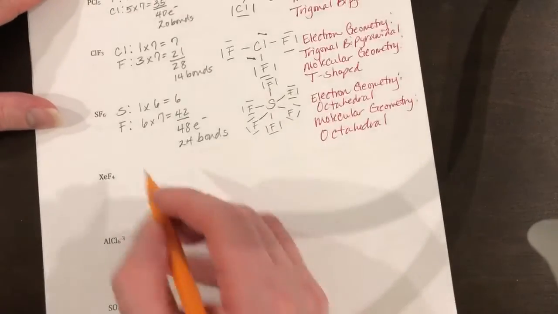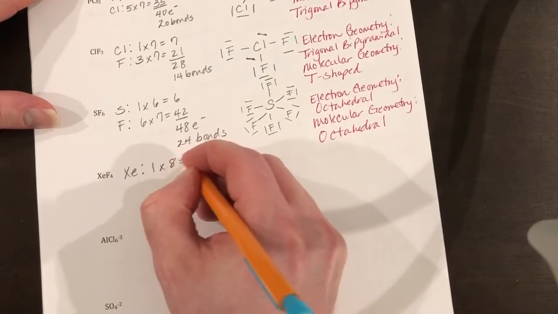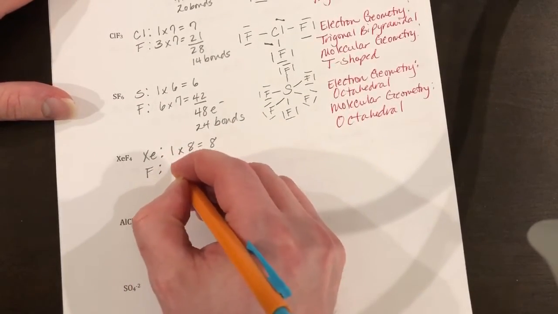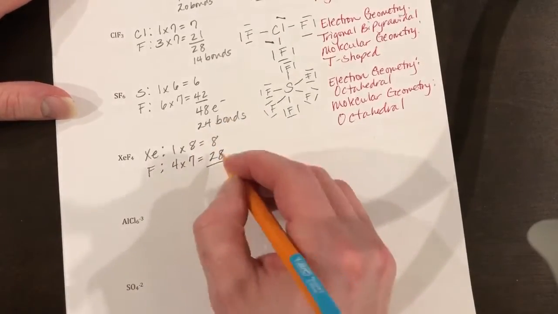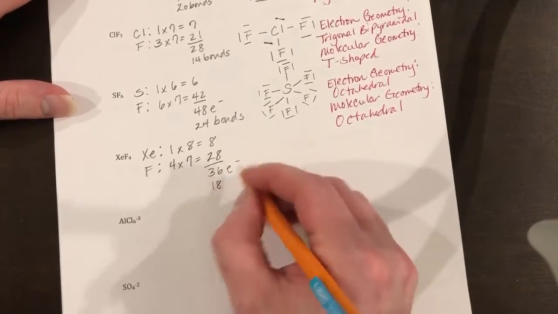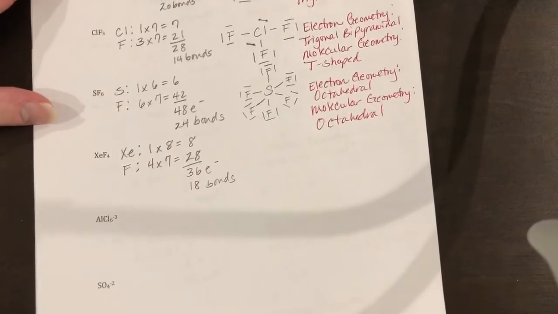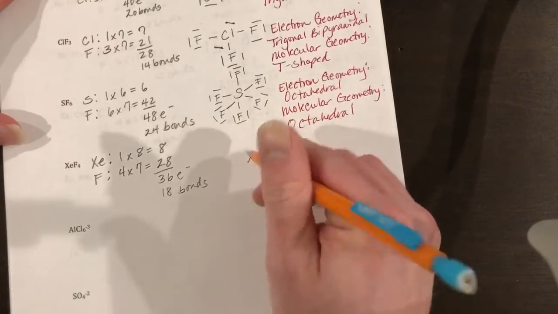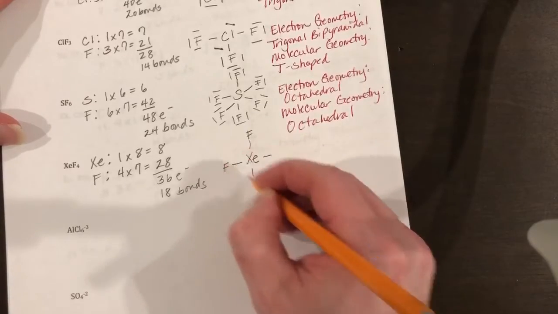Xenon tetrafluoride. Xe, I have one of those. Xenon's in group 8, so I have 8 valence electrons. Fluorine, we got 4 of those, and that's in group 7. 8 plus 28 is 36. Divide that by 2, should be 18 bonds. Okay, so Xe is going to be your central atom with 4 fluorines coming off.